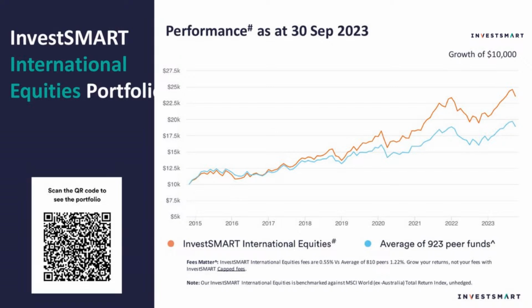Bogle was saying, InvestSMART's mantra is low cost. We're less than half the cost of our peer group, whose average is 1.22% per annum in fees. Our fee is 0.55% per annum, capped at $550 per annum. So you won't ever pay more than $550 per annum in management fees to InvestSMART in a PMA.